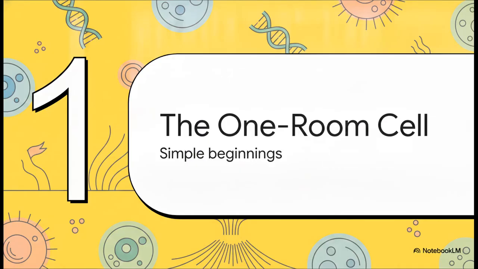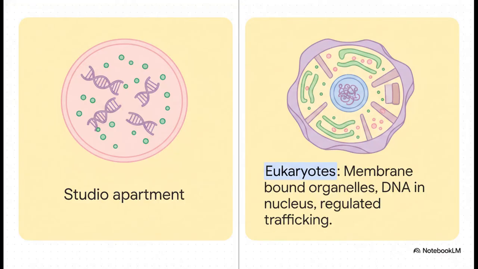So part 1, the one-room cell. Let's look at these simple beginnings. Let's start with prokaryotes, organisms like bacteria. Think of a prokaryote kind of like a busy, open-concept studio apartment. There are absolutely no walls separating the kitchen from the bedroom. There are no membrane-bound organelles. Because of this, literally everything is happening in one shared space. Processes like transcription and translation are totally coupled together, and the proteins that get produced just diffuse freely wherever they happen to be needed in the cytoplasm.